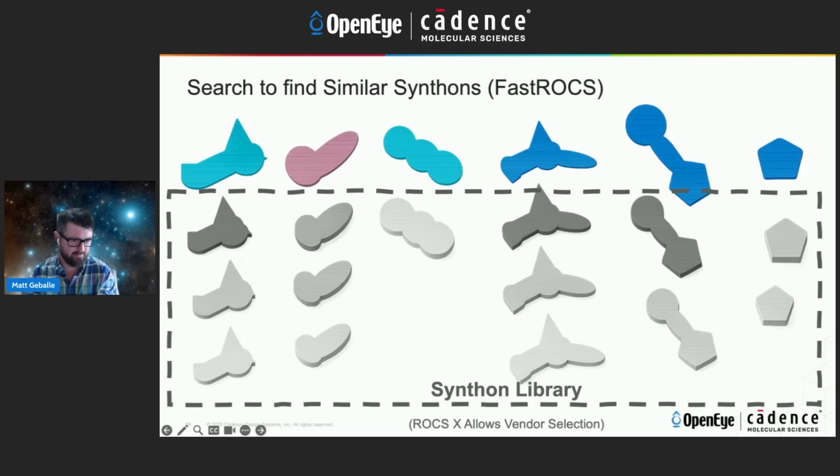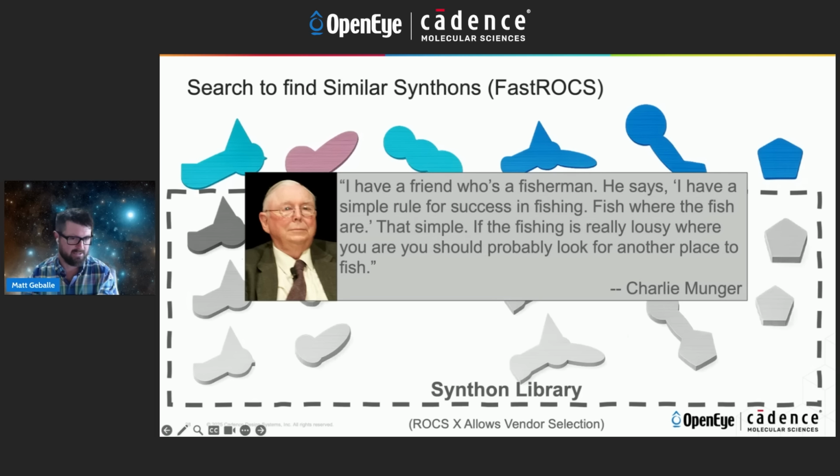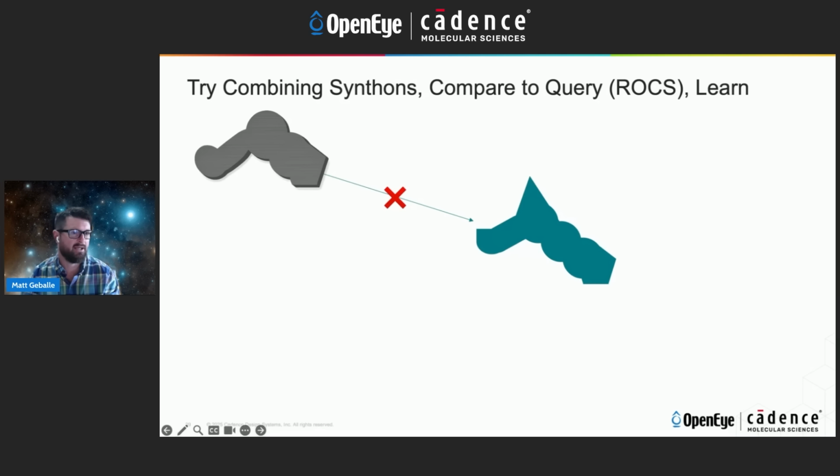And this is really part of the power of searching this large space. If we go back to another quote from Charlie Munger, this is about fishing where the fish are. This is about limiting the enormous trillion-molecule product space to a smaller product space that we are going to then fish in. So the next step of this is to then try combining these different synthons and then compare those combinations to our query.